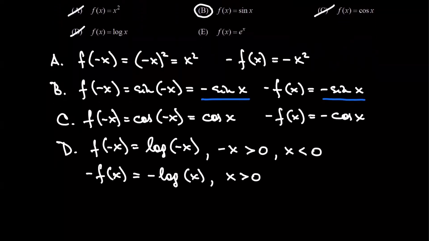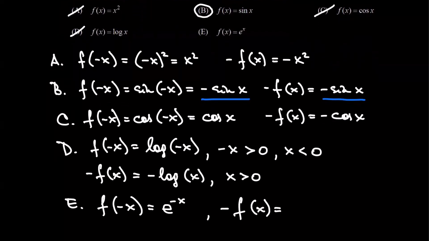And then finally, E, f of negative x is equal to e to the power negative x. And then negative f of x is equal to negative e to the power x. We can see that these two are not equal to each other for all x, so E is not the answer.